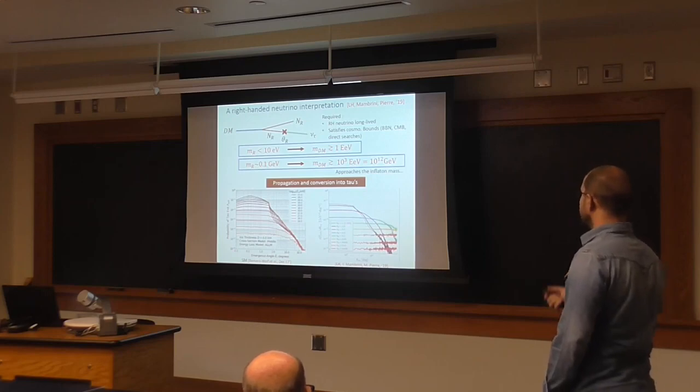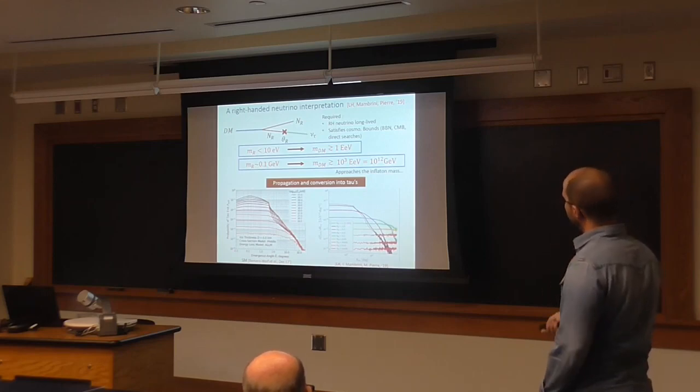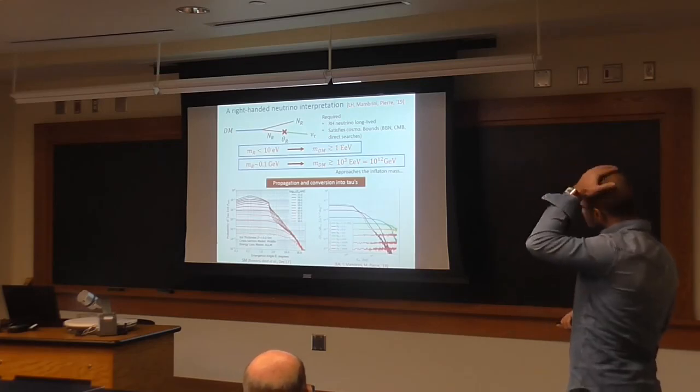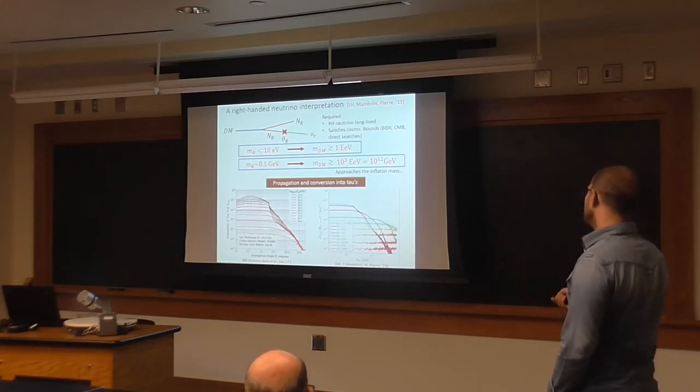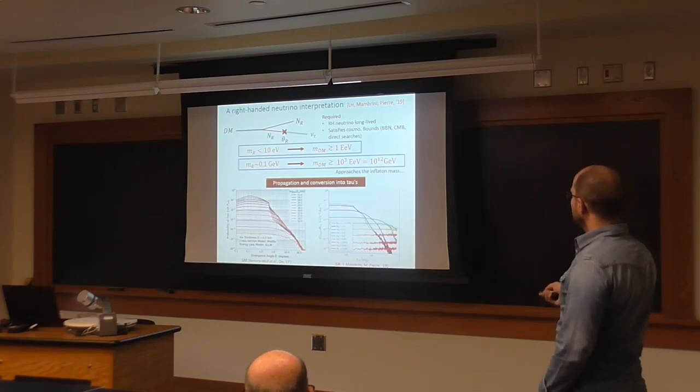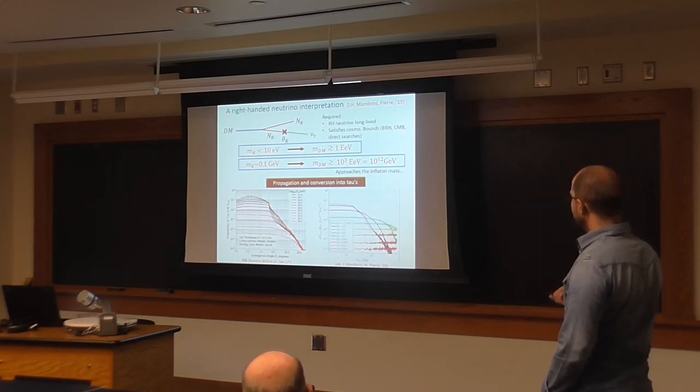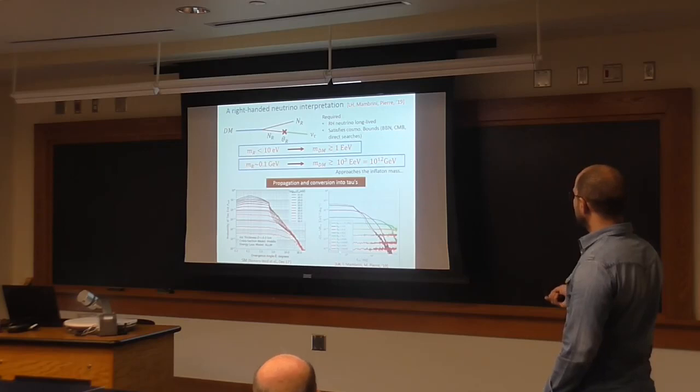The neutrino would convert into tau, and this tau would decay in the atmosphere. So we reused some Monte Carlo simulations used by the ANITA collaboration to simulate how the transparency of the Earth gets affected by the presence of this mixing angle theta. So the less the neutrino is able to mix with the left-handed neutrino, the more the Earth becomes transparent, basically.